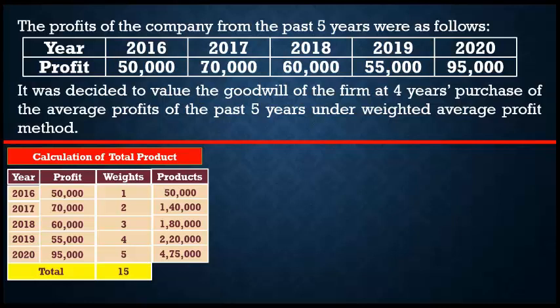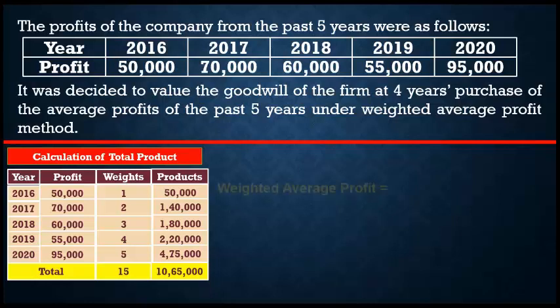Okay, now you have to calculate the total product. 50,000 plus 1,40,000 plus 1,80,000 plus 2,20,000 plus 4,75,000. The total product is 10,65,000.